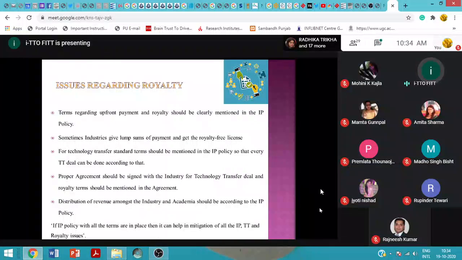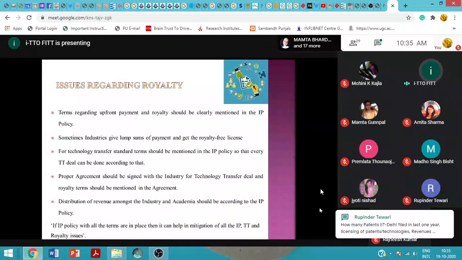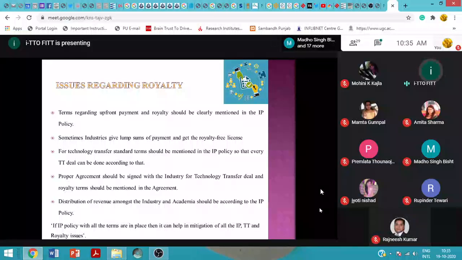Because sometimes industry gives a lump sum payment for your technology after the valuation and the terms of your IP policy, and gets a royalty free license. But down the line, when the industry starts manufacturing and selling the product in the market, maybe according to the situation, they can earn more and more revenue from that. So if there is an IP policy, you can mention the terms of royalty as well. Royalty means if industry is earning, for example, 1 lakh on gross sale, then the industry has to pay 10% or 20% of royalty to the academic institution after technology transfer to the industry.